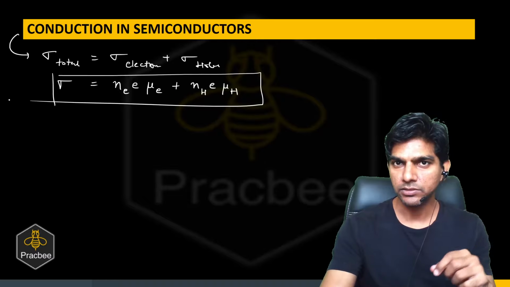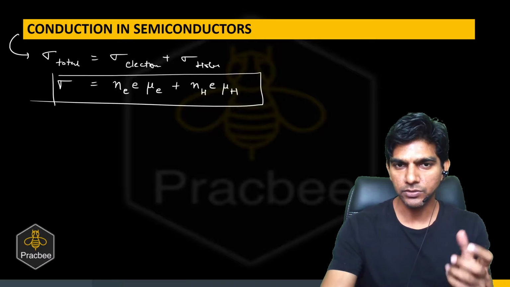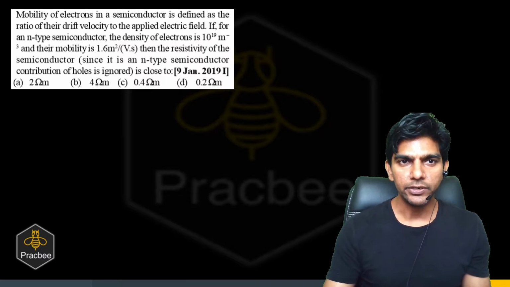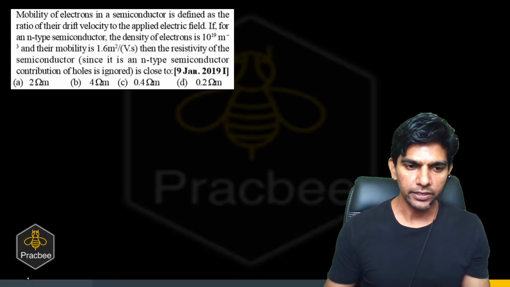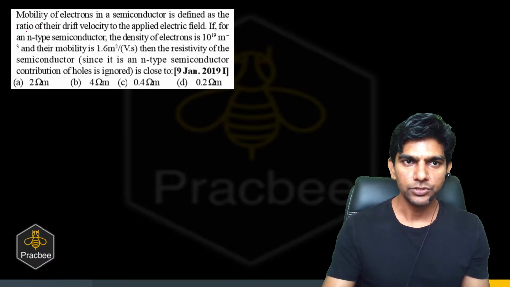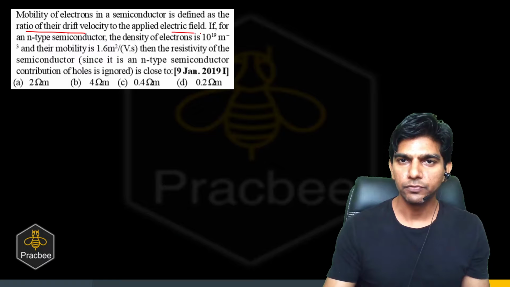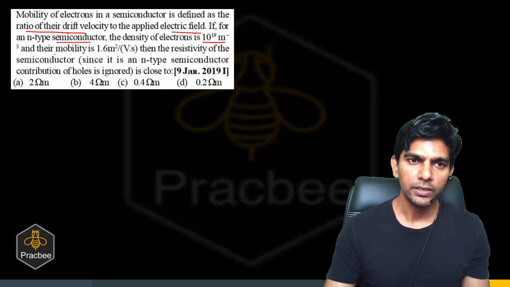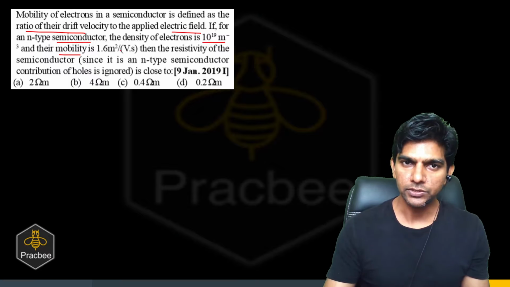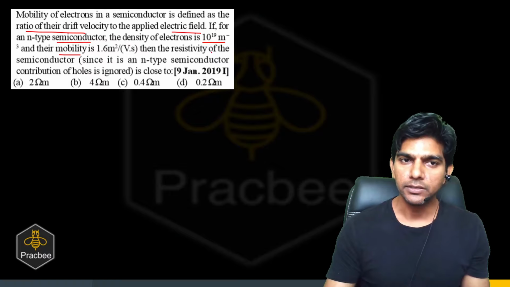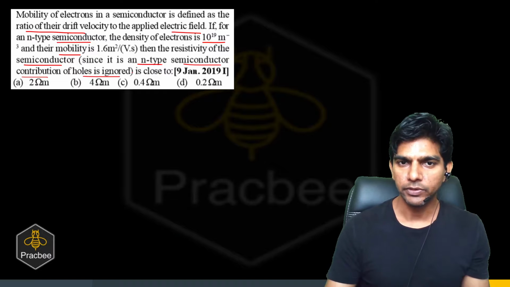Now let us see some illustrations, or let us say some PYQs based on the same formula. Mobility of the electron in a semiconductor is defined as the ratio of the drift velocity to the applied electric field. In an n-type semiconductor, the density of the electrons is 10 raised to 19 per meter cube, and their mobility is 1.6 meter square per volt second. Then the resistivity of the semiconductor, since it's an n-type semiconductor, the contribution of holes is ignored, is close to.